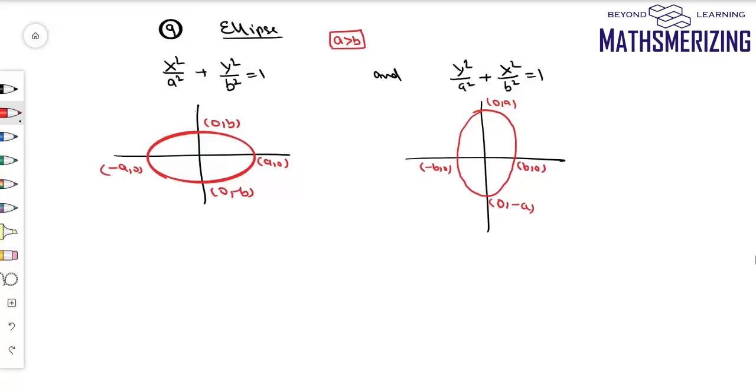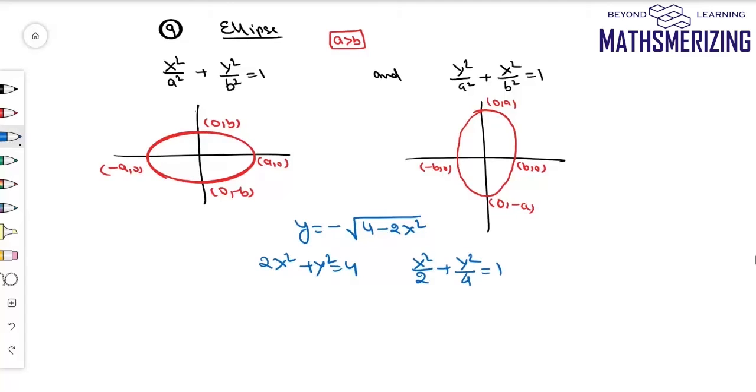Now say for example, if someone says draw the graph of y equals minus of under root 4 minus 2x square. So if I square it, then I'll get 2x square plus y square is equal to 4. So if I divide it by 4, I'll get x square upon 2 plus y square upon 4 equals 1. So basically it is the second form of ellipse, and because there is a negative sign, I'll take the part of the ellipse which lies below the x-axis.